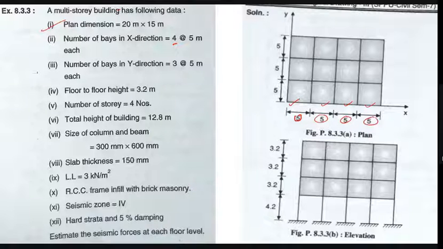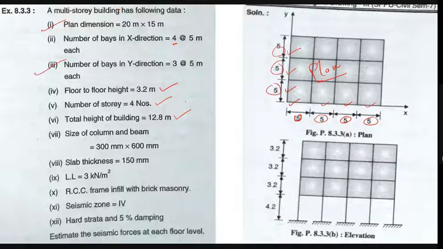Then number of bays in y direction. There are 3 bays at a spacing of 5 meters. 1, 2, 3. This is your plan seen from the top. And floor to floor height, he has given 3.2 meter. Number of stories are 4. Total height of the building is 12.8 meters.